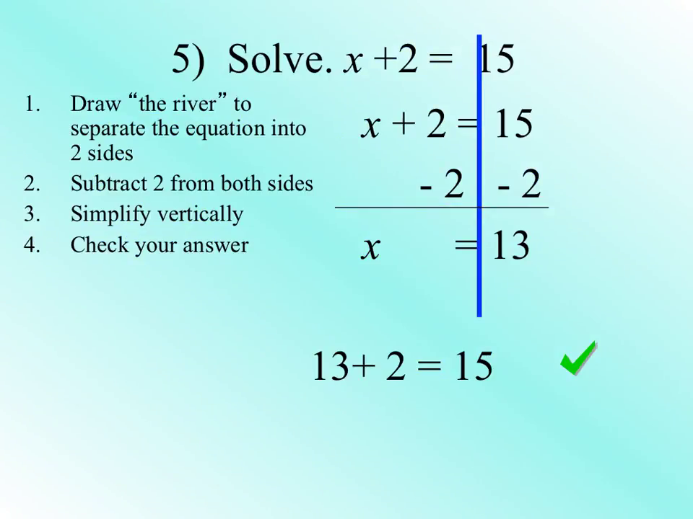Okay, one more example. X plus 2 equals 15. If we are adding 2, we need to subtract 2 from both sides in order to solve it. We will get x equals 13. 13 plus 2 equals 15, and that is the correct answer.